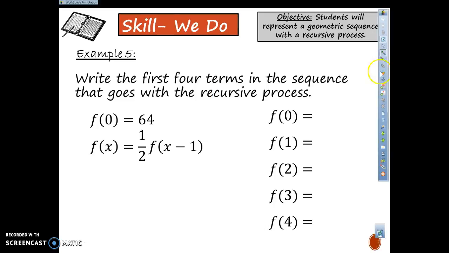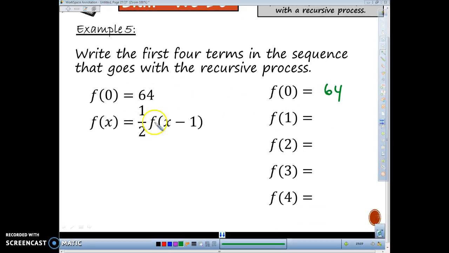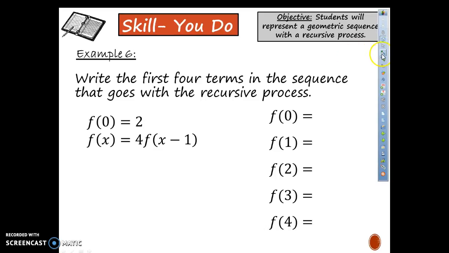Example 5. Here again we're given f of 0 is 64, and I need the next 4 terms. So I'm going to take my r value, which is 1/2. Well, 1/2 of 64 is 32. 1/2 of 32 is 16. 1/2 of 16 is 8, and 1/2 of 8 is 4. Those are those examples there. Can you please go ahead and try this example on your own?